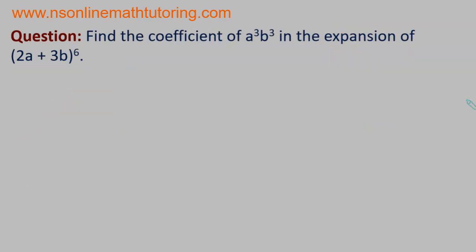Find the coefficient of a to the power of 3, b to the power of 3, that is a cube times b cube, in the expansion of 2a plus 3b to the power of 6. Again a power of 6, so we have to go to the 6th row. This is the major drawback of using the Pascal's triangle for getting the coefficients of the binomial expansion. Because as the value of n gets bigger and bigger, it becomes really difficult and time consuming to get the required row. Okay. So let's start with our answer.